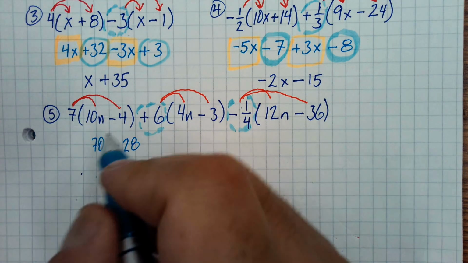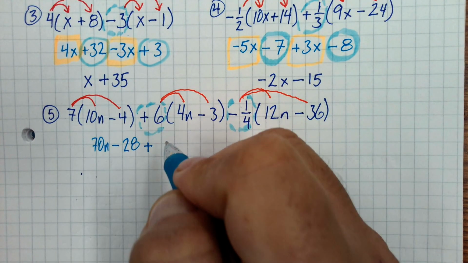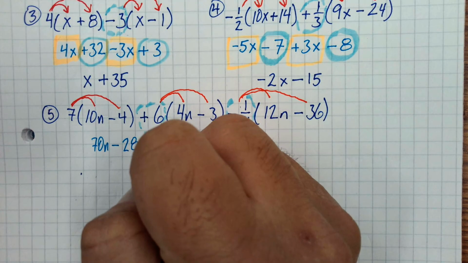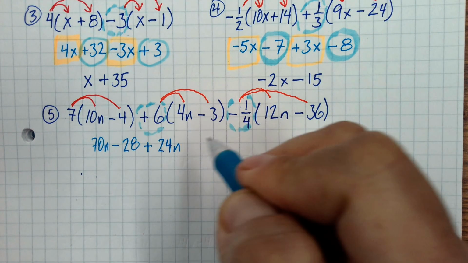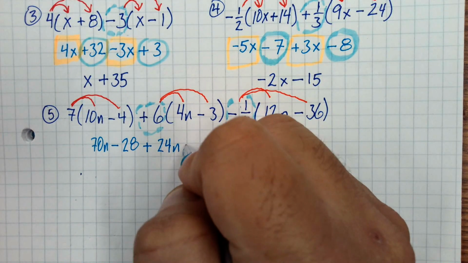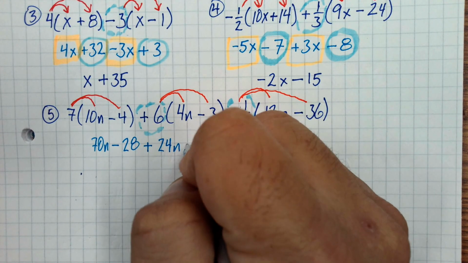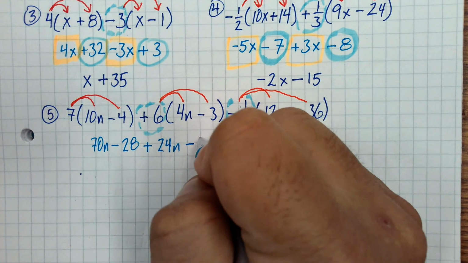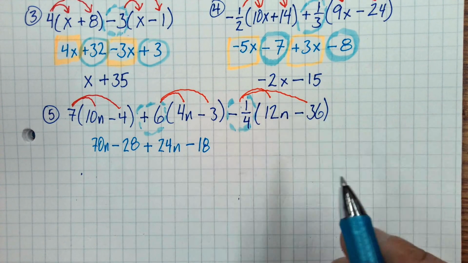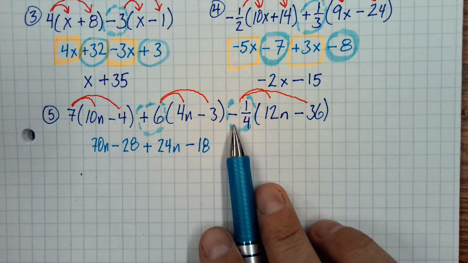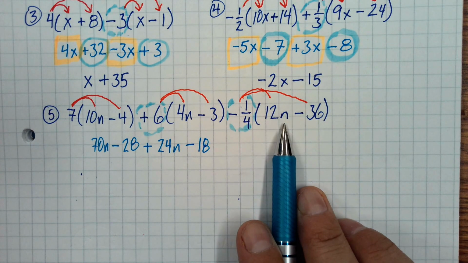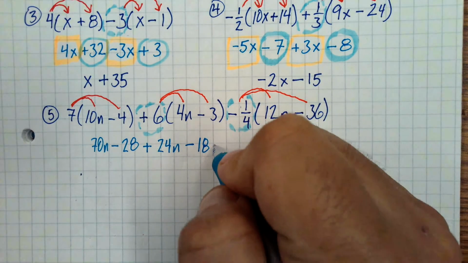So this would give us positive, so plus 24n. And then positive times negative is negative, or minus 18. And now we're going to distribute negative. So negative times positive is negative.